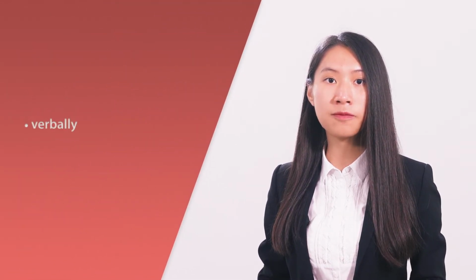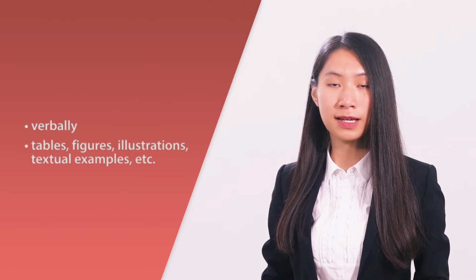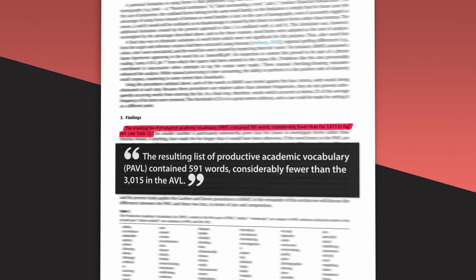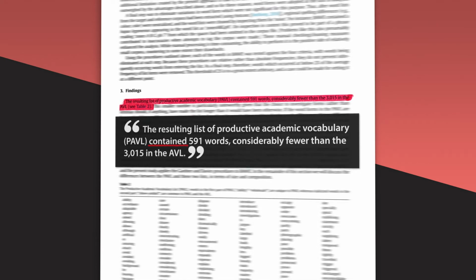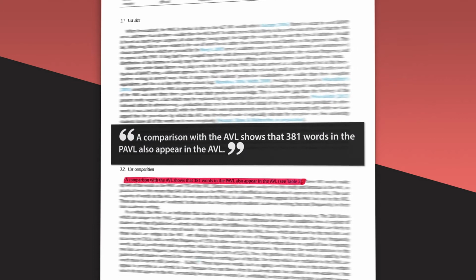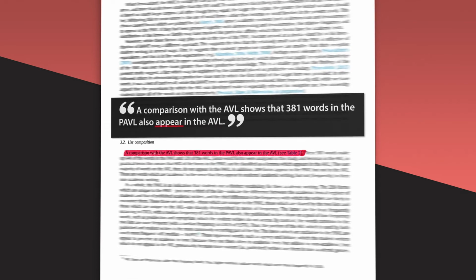Typically, it presents the research findings in two ways, by describing them verbally and through tables, figures, illustrations, textual examples, and so on. Results are typically expressed in the past tense. The resulting list of productive academic vocabulary, or PAVL, contained 591 words, considerably fewer than the 3,015 in the AVL. However, if the findings relate to things which will continue to be true, the present tense may be used. A comparison with the AVL shows that 381 words in the PAVL also appear in the AVL.